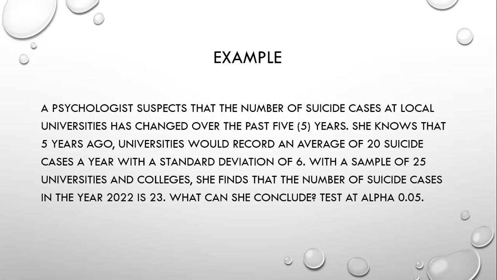And the standard deviation of 6, that one is clearly stated. With a sample of 25 universities, this is the number of participants in this study, 25. That is what it means. It's a sample of 25 universities. And then she finds that the number of suicide cases in the year 2022, the year this research is going on, the average number is 23. So this is what is current, coming from the current sample, and therefore it's the sample mean, okay? And of course the alpha we are told.